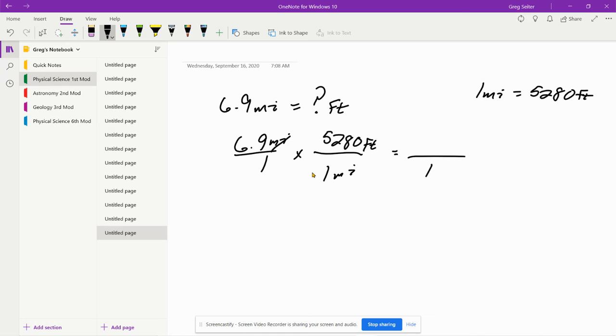And we're going to cancel units. So my answer is going to be in feet. You're just going to multiply, do that, and then divide it by 1.